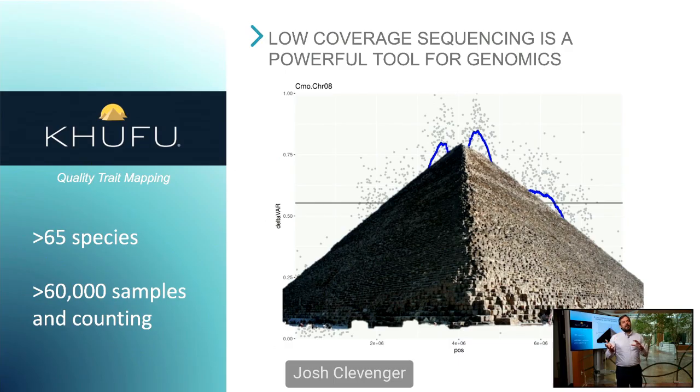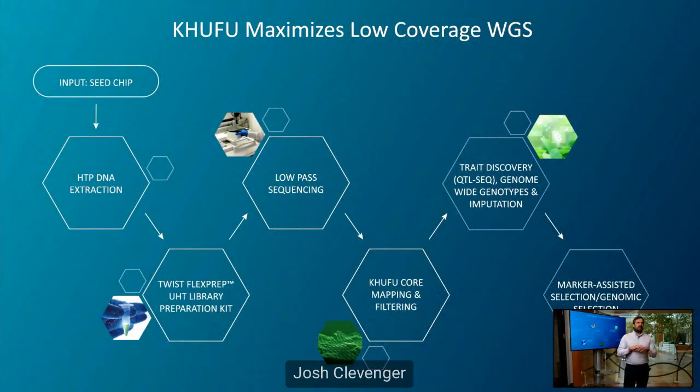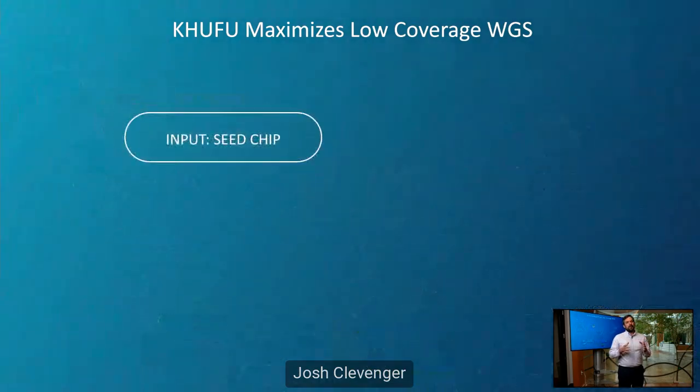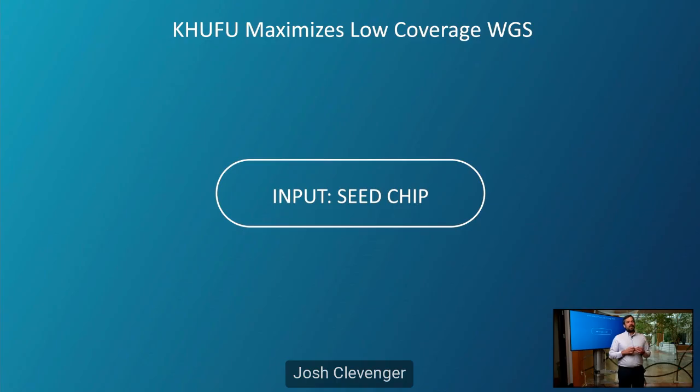So let's look at the process real quick. It's really very simple, but the way that we've worked it out is we took a lot of R&D hours, a lot of time to make this as seamless as possible and as cost effective as possible. So for inputs, for all the things that we do, we like to use seed chips because, again, I can make a selection before I plant the plant.